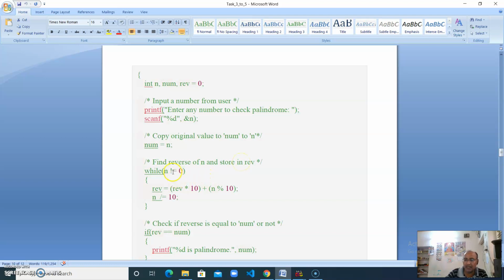We have to do the reverse of that particular number. While n not equals 0, rev equals rev into 10 plus n modulus of 10. See here, rev equals rev into 10 plus n modulus of 10. Next one, n equals n division of 10. This is the logic.